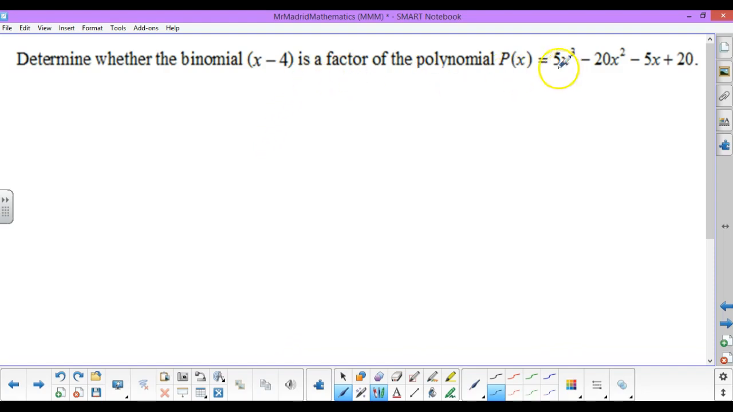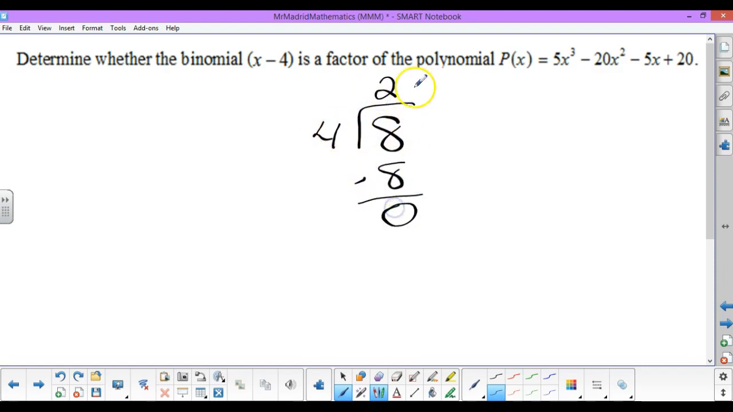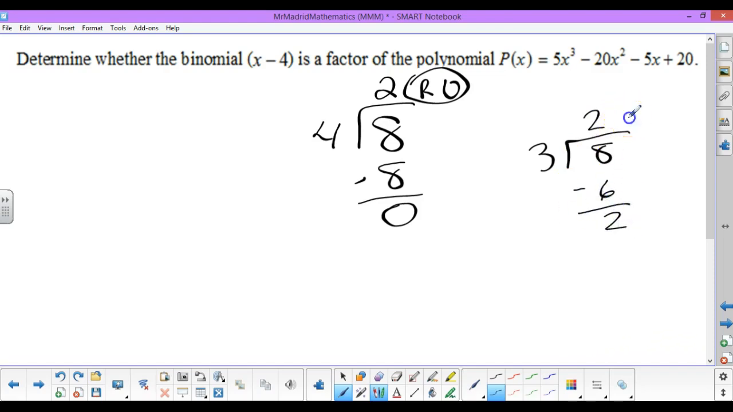Before I start this, I want you to think about when something is a factor. Let's take a very simple number like 8. How do you know 4 is a factor? If you divide 8 by 4, it goes in twice, nothing's left over, a remainder of 0. And this tells you, yep, 4 goes in perfectly. You try and throw in a 3, it goes in twice, and you're left with 2 as a remainder, which indicates, nope, 3 is not a factor.